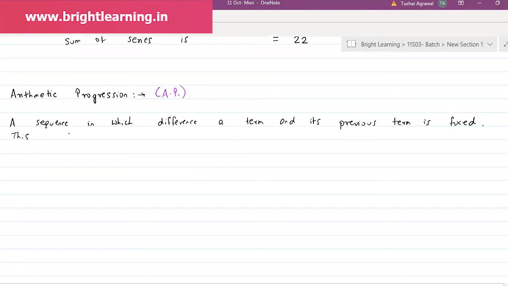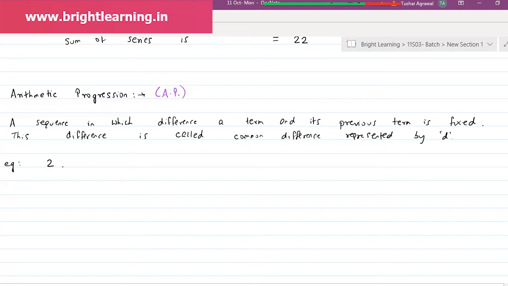This difference is called the common difference, represented by d. I will quickly give some examples of AP sequences. So let's say 2, 5, 8, 11, 14, 17, and so on. I hope this definition is already clear because basics we have already done in 10th standard. Yes, sir. The difference between 5 and 2 is 3, between 5 and 8 is 3, between 8 and 11, 3, 11 and 14, 3. This is also 3. So this is an AP.